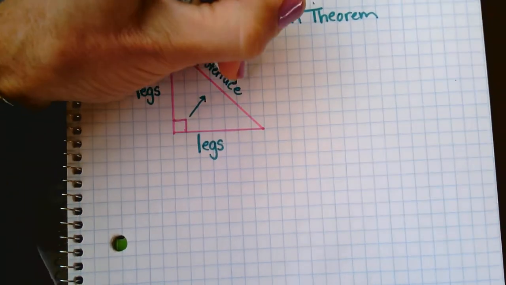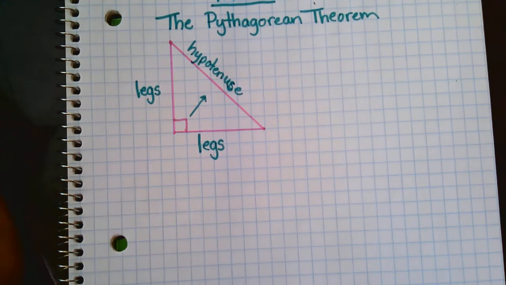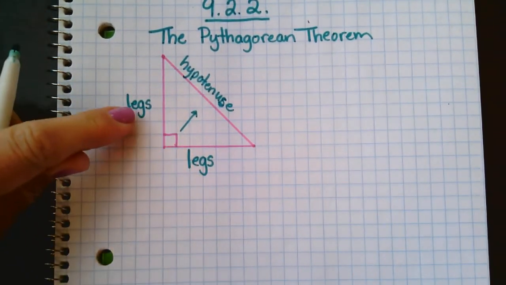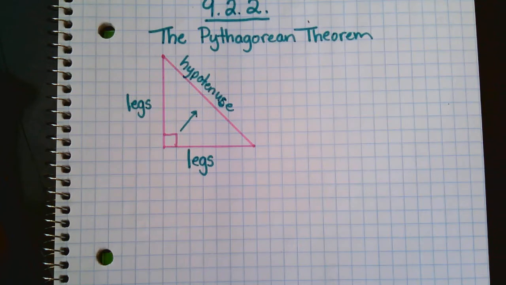Oops, I spelled that wrong. That should be an S. Sorry. So, again, in a right triangle, the two shortest sides are called legs, and the longest side is called the hypotenuse.